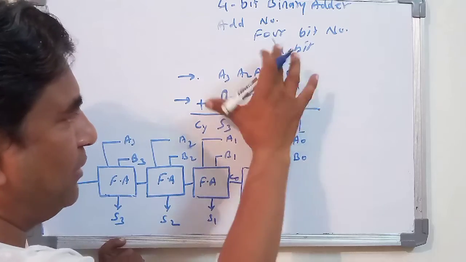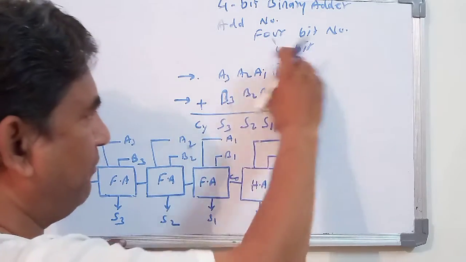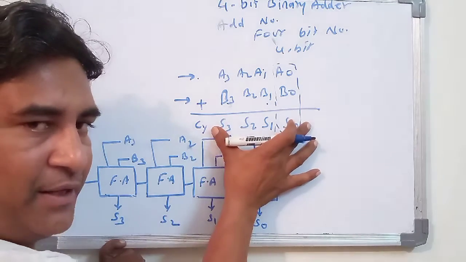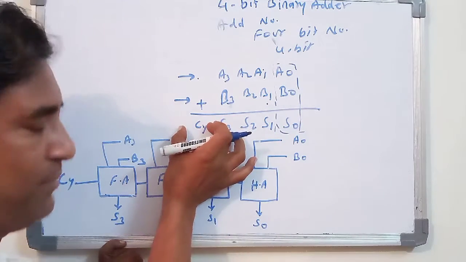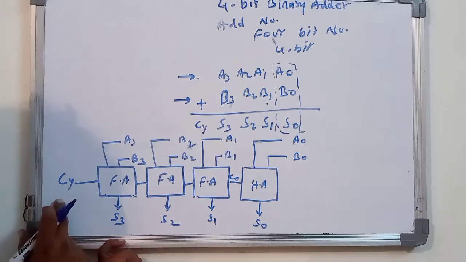This is only the bits. Whatever bits we have added, we have got the sum. And after getting the sum, we have the last bit, that is CY, that is a carry. Here there is a carry.